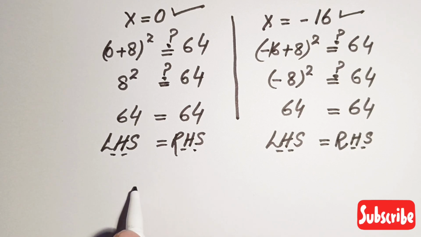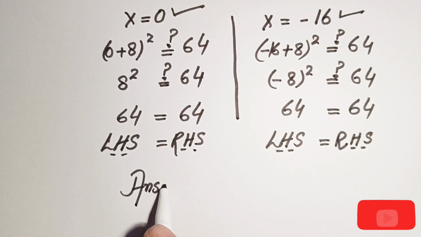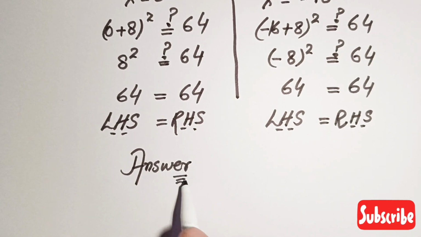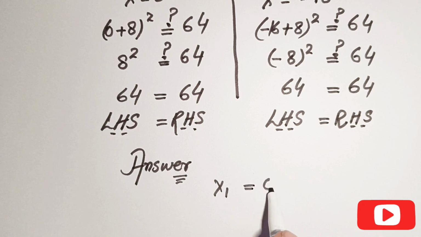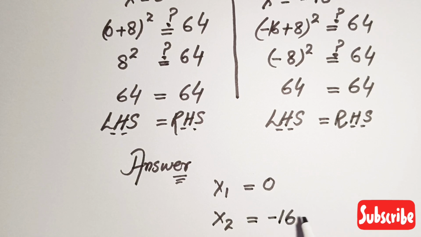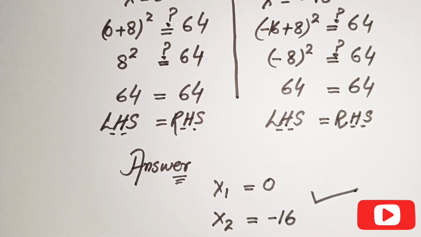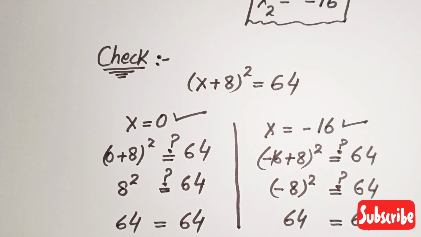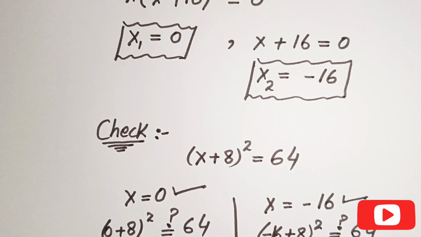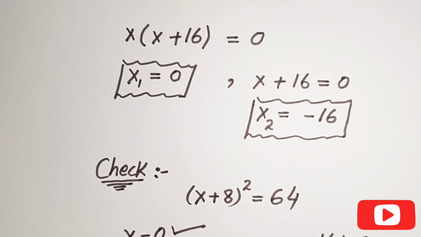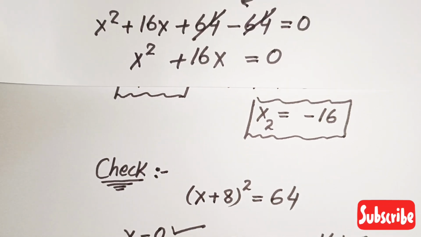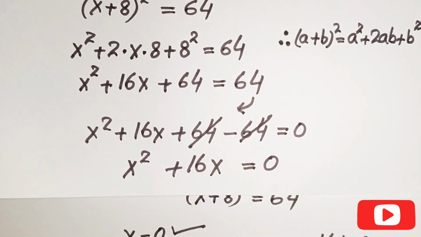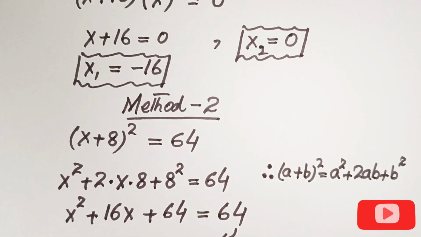So our final answer is that we have two values of x: x1 is equal to 0 and x2 is equal to −16. This is our final result. Now we are going to review our problem step by step. I hope you have understood all these steps, method number 1 and method number 2.